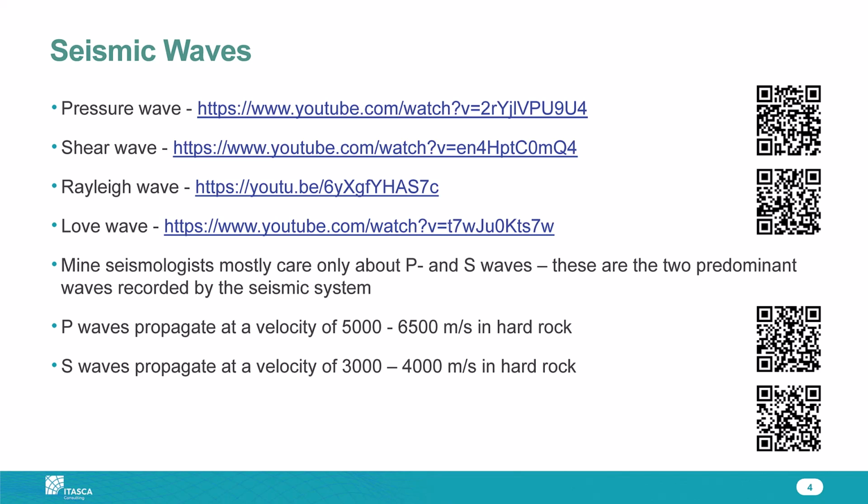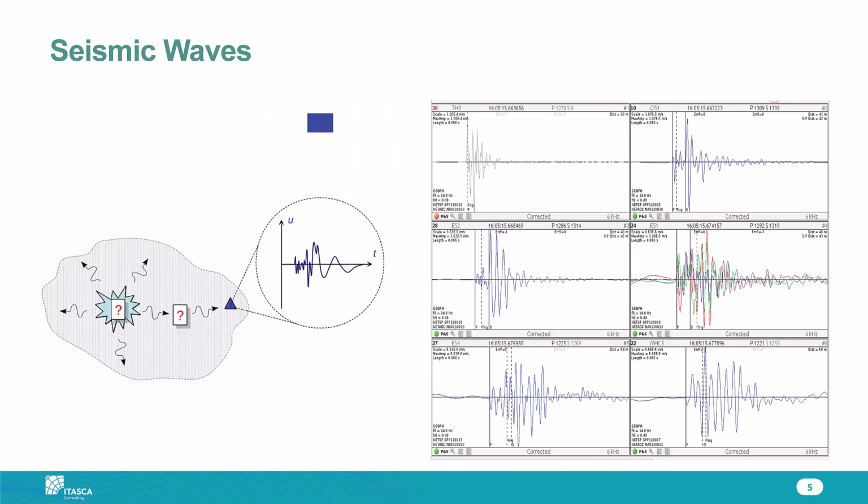We don't really care too much about the Rayleigh waves or Love waves. And for those of you that are interested, P waves, the pressure wave, typically propagate around 5,000 to 6,500 meters per second in hard rock. And the S wave, the slower wave, between 3,000 and 4,000 meters per second in hard rock. And these are just examples of a seismic wave.